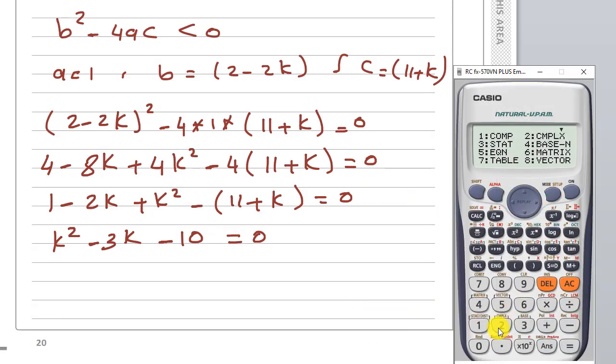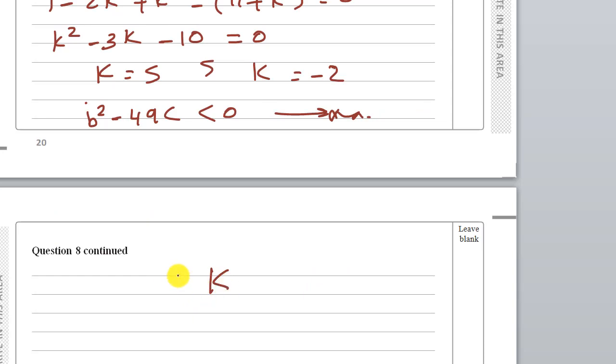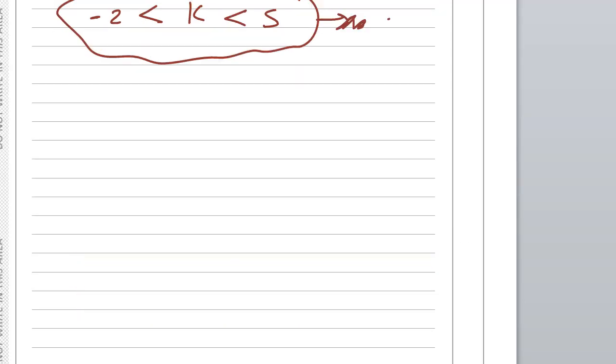So 5, 3, 1 enter, minus 3 enter, minus 10 enter, x equal to 5 minus 2. So k equal to 5 and k equal to minus 2 will be bigger than minus 2 and less than 5. And this is the answer of this part.